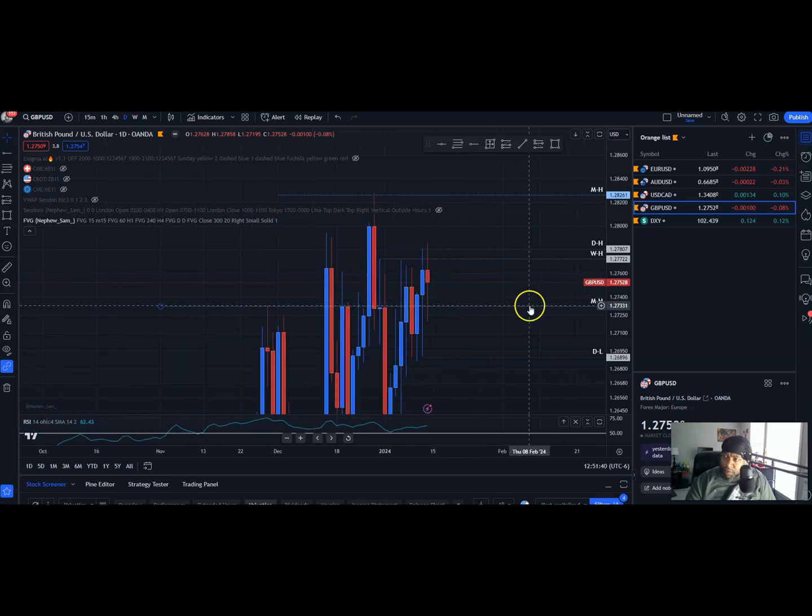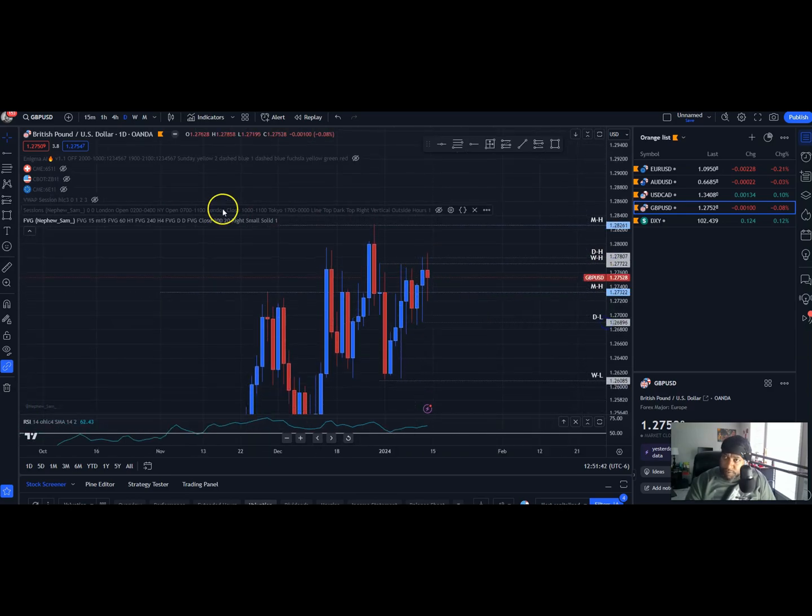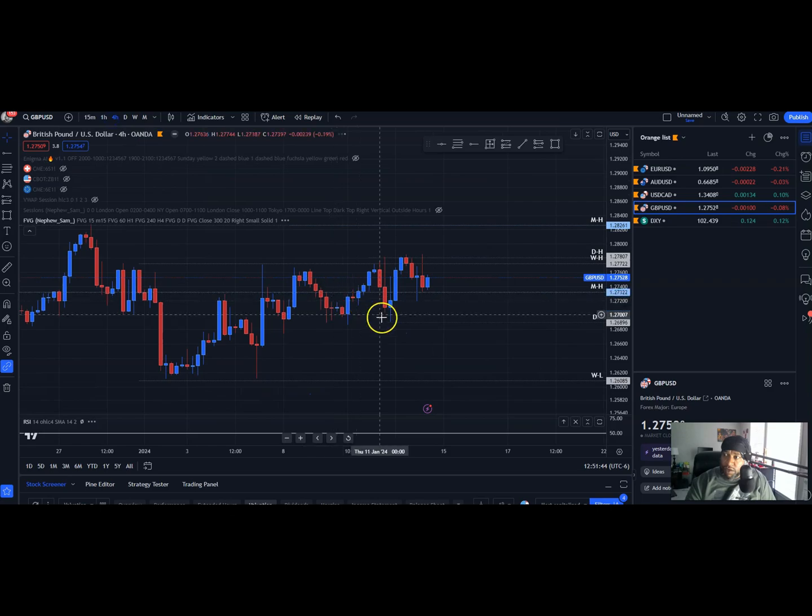So looking at this on the daily, we drop down to the 4 hour, and you can see here we still actually have a 4 hour. No, let me see. We got a 4 hour gap here. So let me go ahead and mark that here, right?